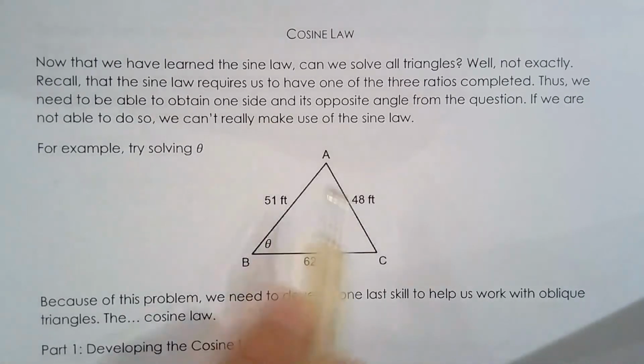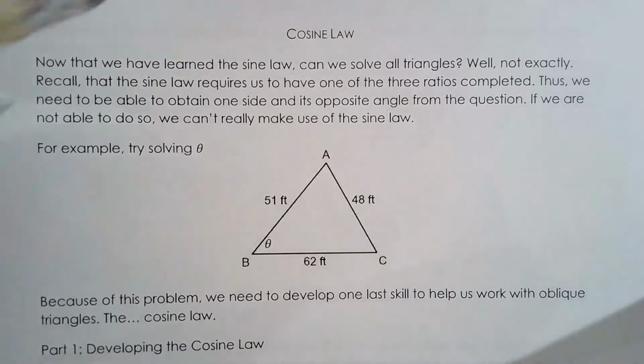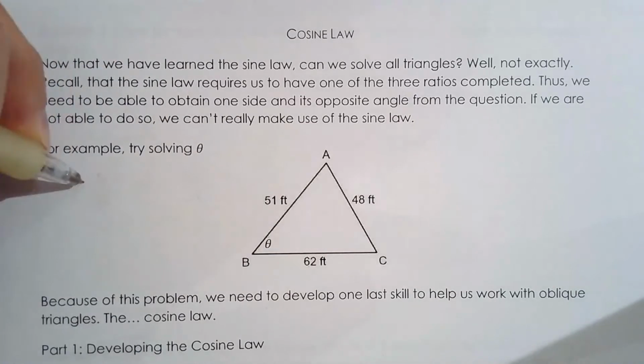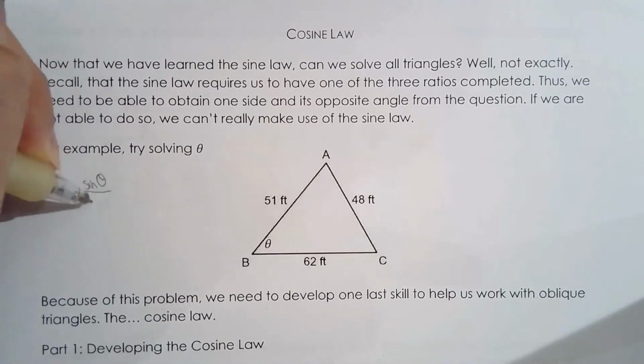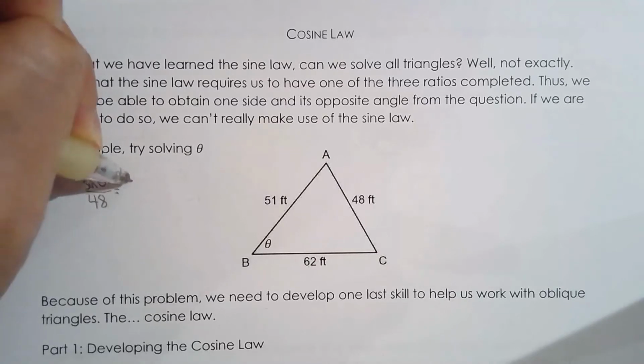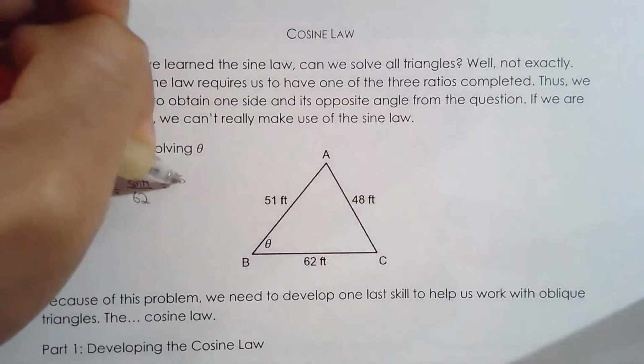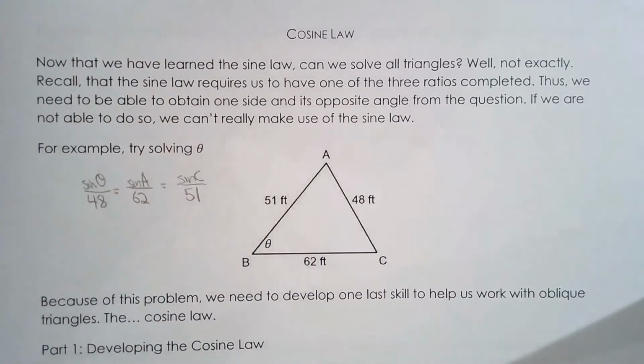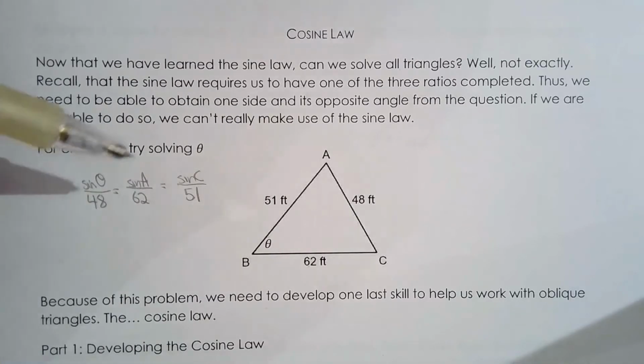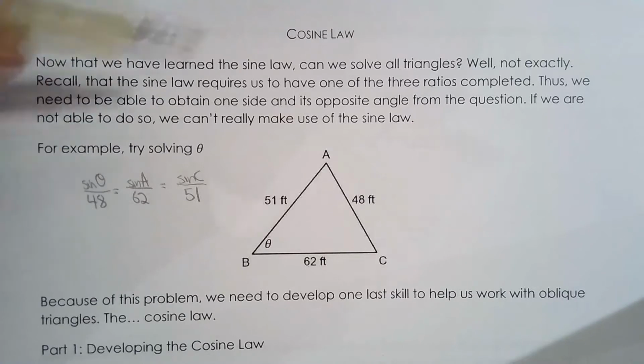So let's look at triangle ABC here. We're trying to solve for angle B, which is theta. So sine of theta over 48 is equal to sine of angle A over 62, which is equal to sine of angle C over 51. If you look at what you're given, you have half of the three ratios, which means you really can't solve for theta. So this is one of the conditions where the sine law fails us. If you're given all three sides of the triangle, you can't solve for the angle using the sine law.